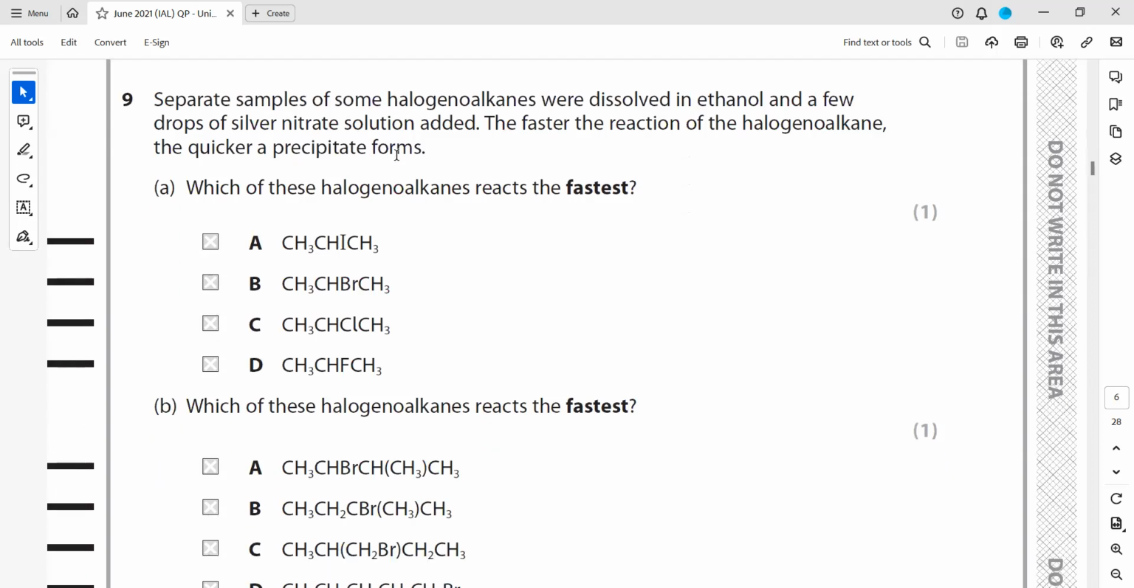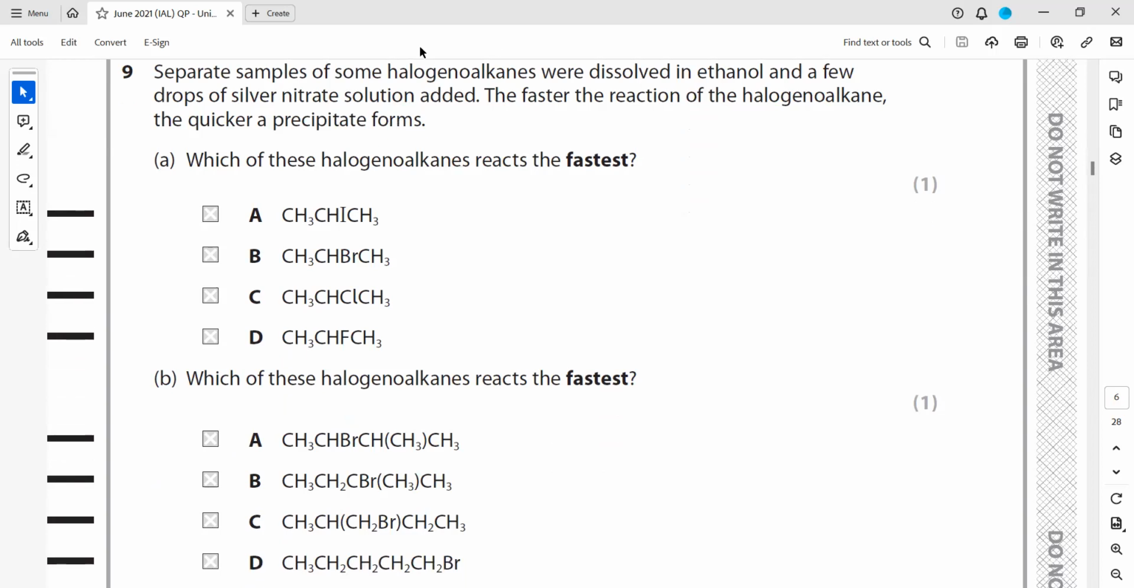Separate samples of some halogenoalkanes were dissolved in ethanol and a few drops of silver nitrate were added. The faster the reaction of the halogenoalkane, the quicker the precipitate forms. Which of the halogenoalkanes reacts fastest? Look, they are identical. The only difference is the halogen: fluorine, chlorine, bromine, and iodine.